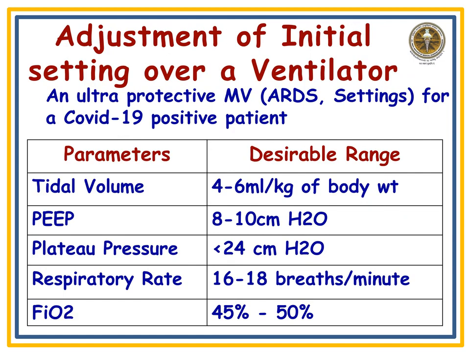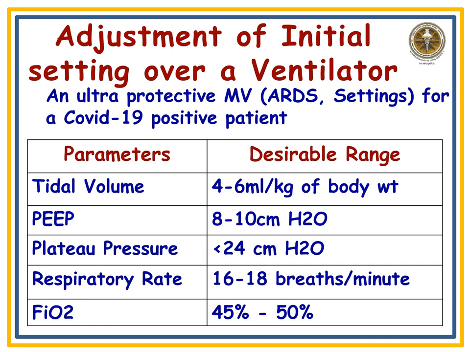You are in the critical care unit. Now you are going to receive a patient who needs mechanical ventilation. You got information that a patient is coming from the casualty, the COVID unit or the isolation unit who needs mechanical ventilation and the patient is COVID positive. So what is the recommended setting on the ventilator? An ultra-protective mechanical ventilation, that is ARDS setting, should be applied initially for a COVID positive patient.